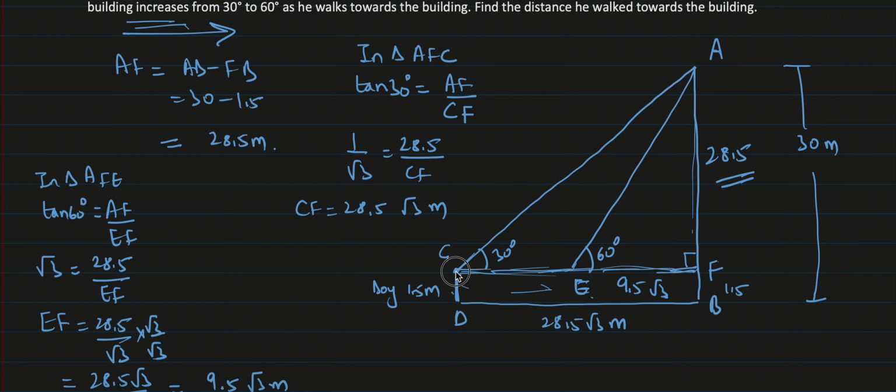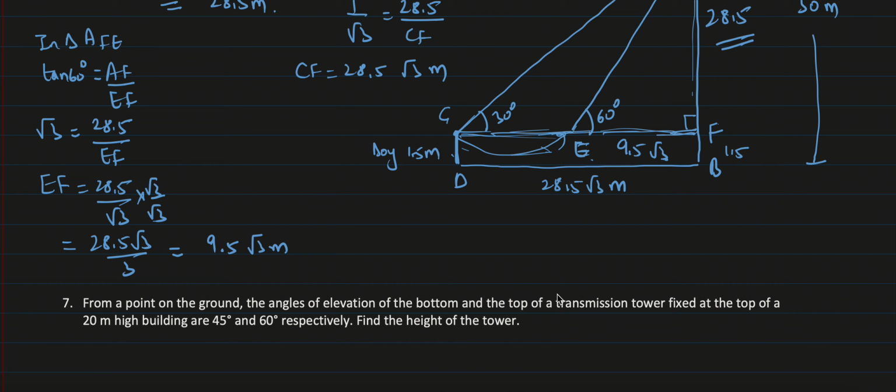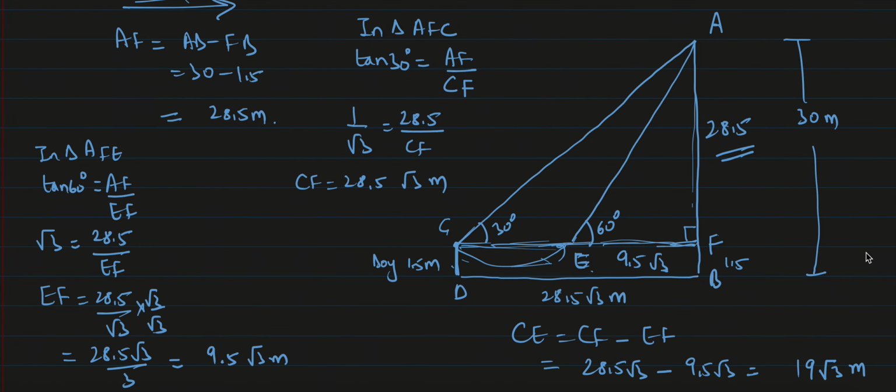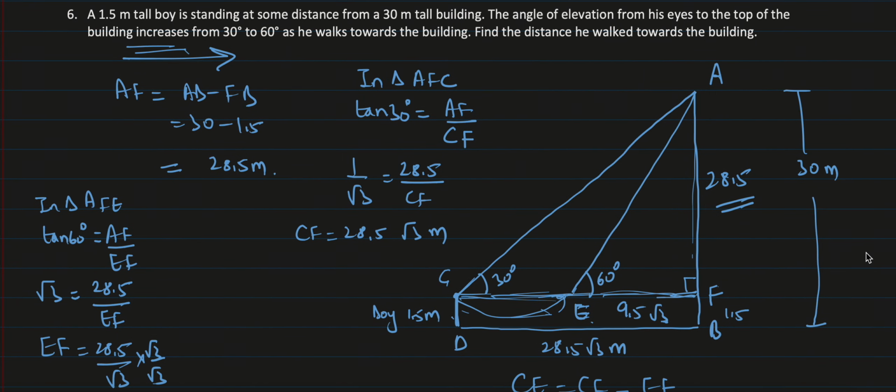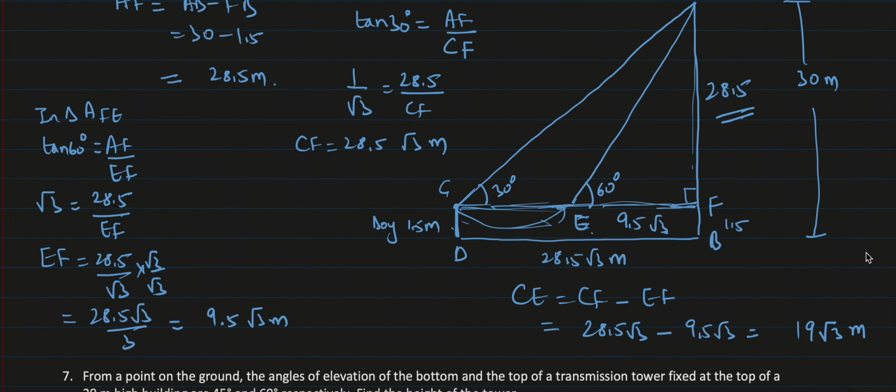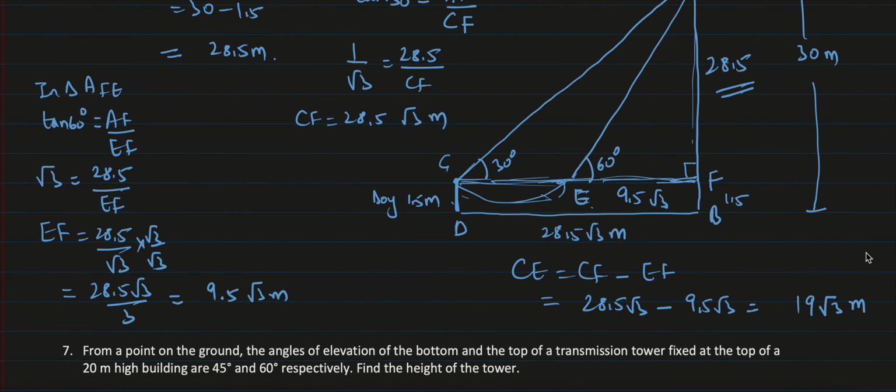We need to find out how much he moved. From C to E. This distance we have to calculate. So we know CE is what? CE is CF minus EF. So CF we got as 28.5 root 3 and EF is 9.5 root 3. So final answer comes out to be 19 root 3 meter. Root 3 value is not given in the question. So we are done with the question. I hope it's clear, students, what we did here. We have calculated the distance the boy has traveled from here to here. That's 19 root 3.